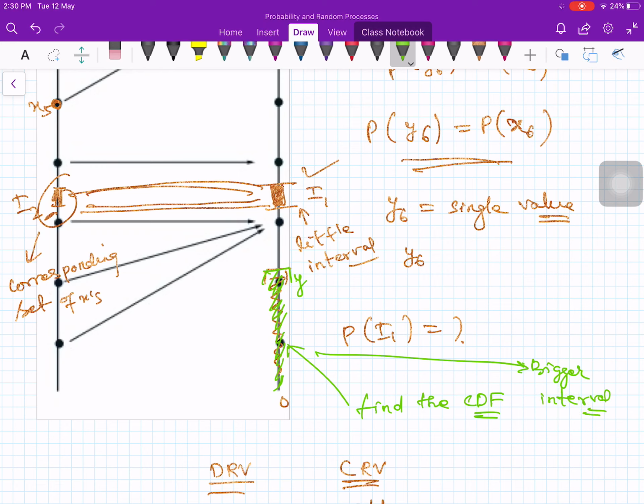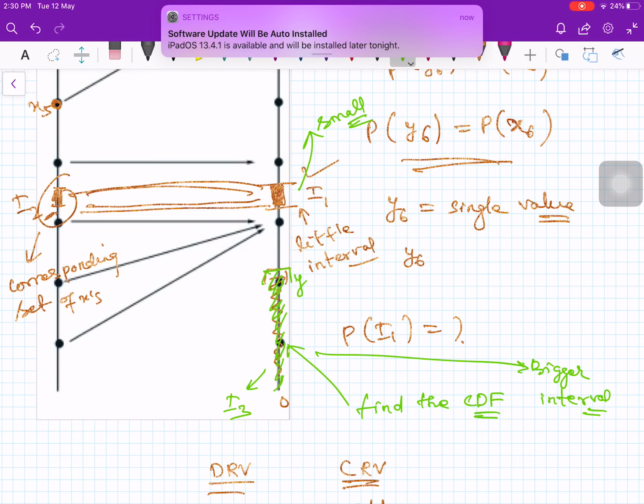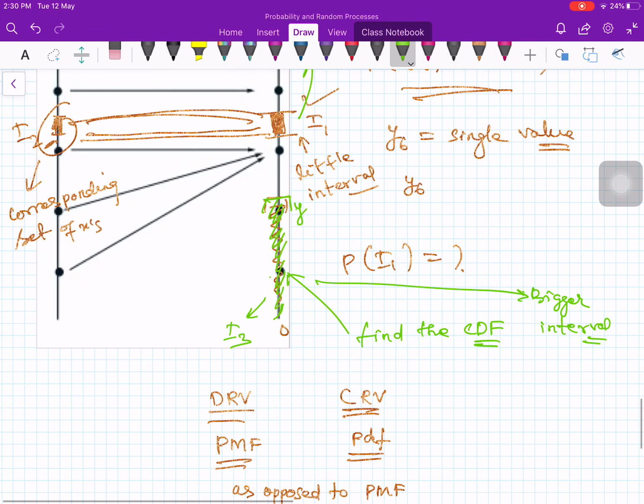So instead of working with a small interval, you work with the bigger intervals, so that it is easy. So let us look at this interval. Let me call this I3. This is the set of y's that are smaller than a certain value. So how do you express this mathematically?